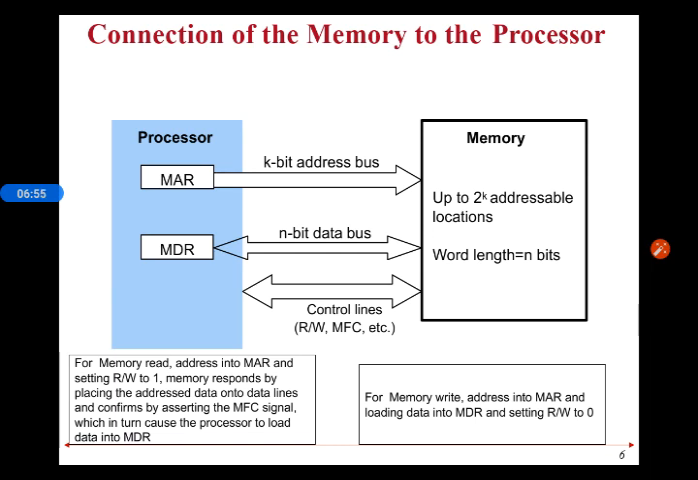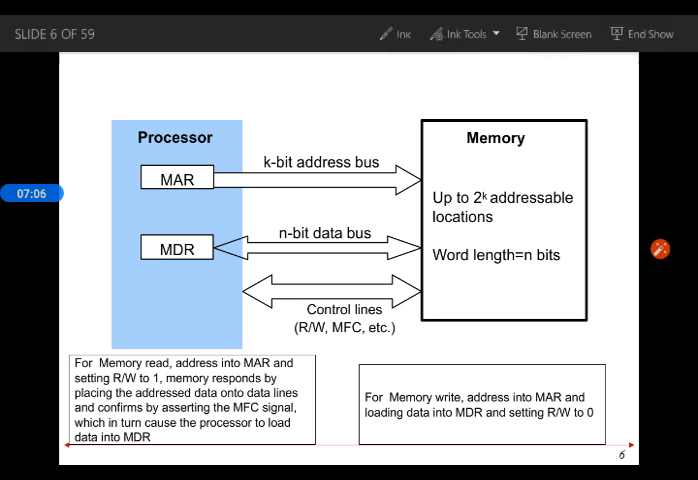That is the word length, then the data bus. And obviously we have control lines also. These control lines may contain a read slash write bar. One bar is missing here; usually we will write read slash write bar. Similarly, memory function complete. All these are signals that may be present in the control lines.